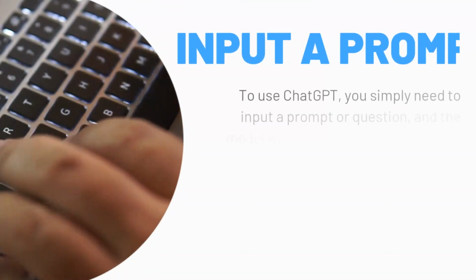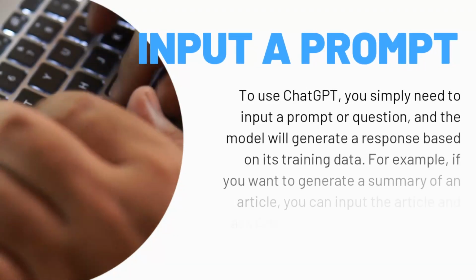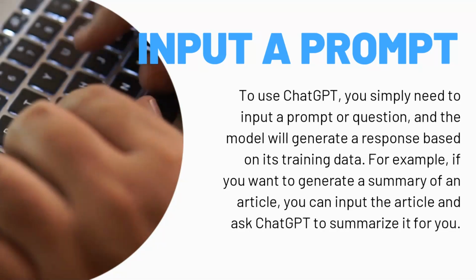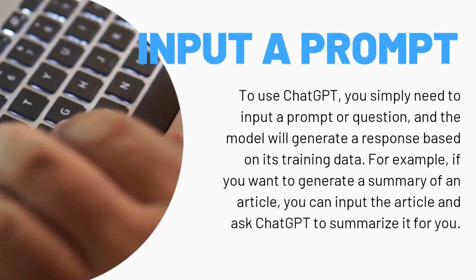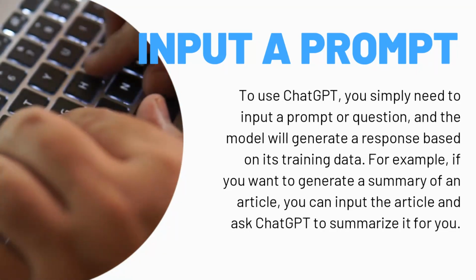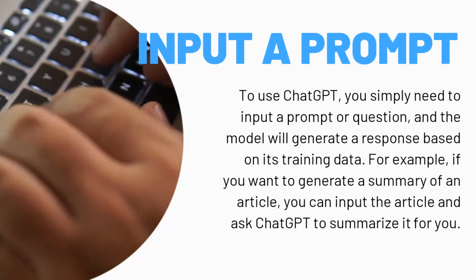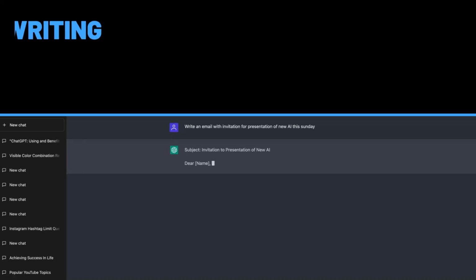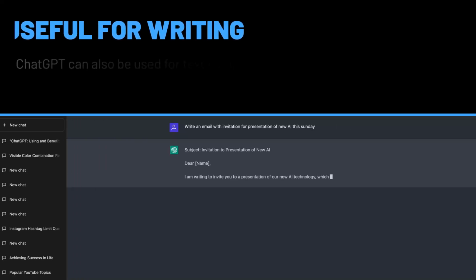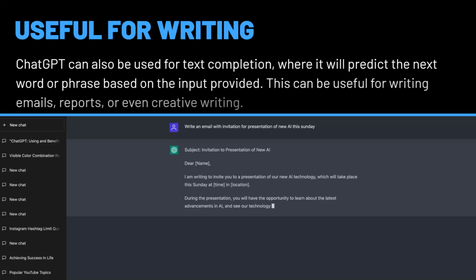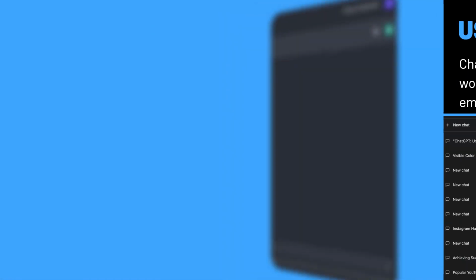To use ChatGPT, you simply need to input a prompt or question, and the model will generate a response based on its training data. For example, if you want to generate a summary of an article, you can input the article and ask ChatGPT to summarize it for you. ChatGPT can also be used for text completion, where it will predict the next word or phrase based on the input provided. This can be useful for writing emails, reports, or even creative writing.